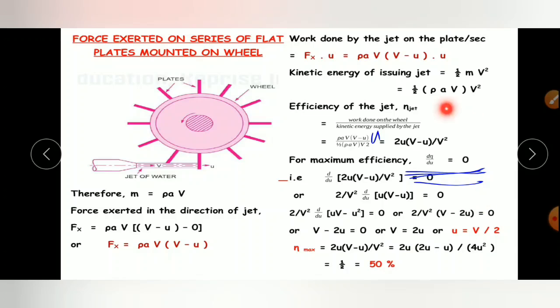And the formula for the efficiency for the series of flat plates mounted on wheel equals 2U into V minus U by V square, and force exerted by the jet in the direction of the jet equals rho A V into V minus U, and work done by the jet equals Fx into U, which is equal to rho A V into V minus U into U.